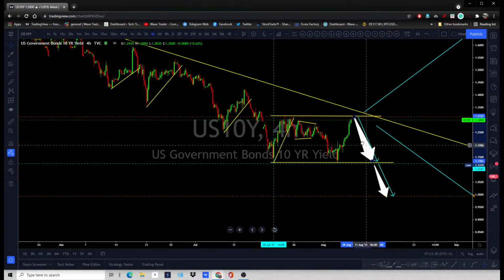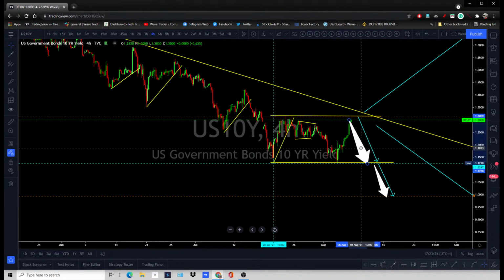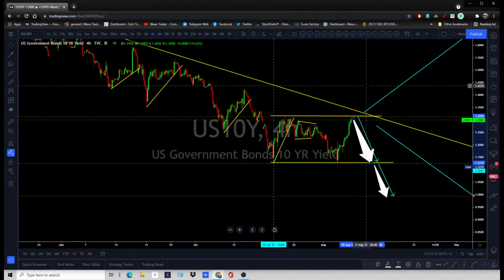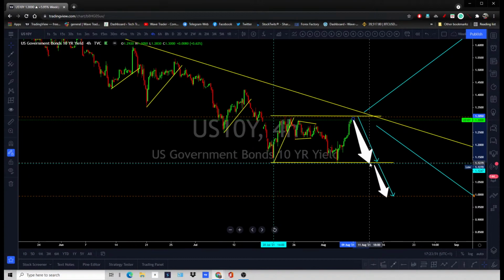When this move happens, it means there's going to be a risk-off move across the market. When yield goes higher, there's going to be a risk-on move, meaning risk-on assets go higher and safe havens drop. So a drop in yield is going to give strength to the yen pairs.